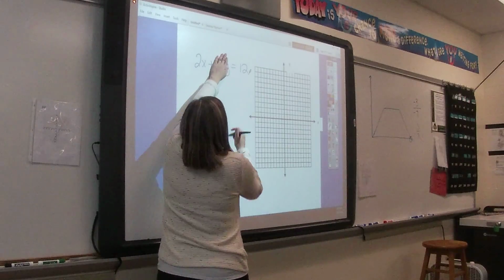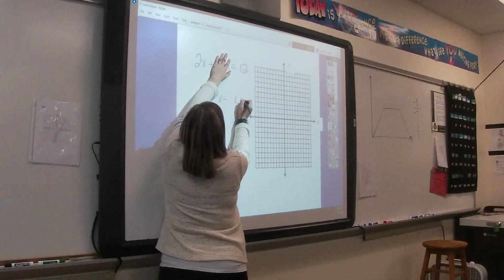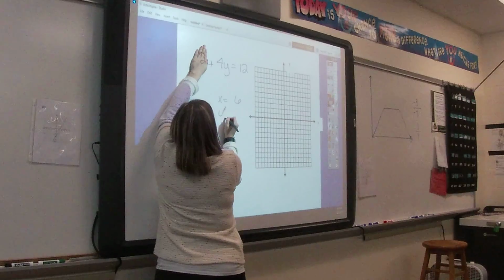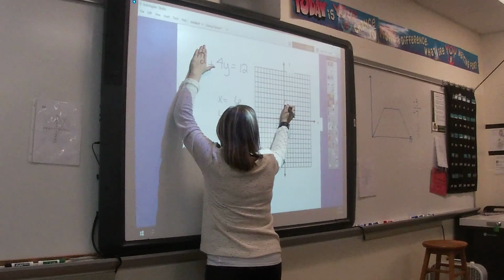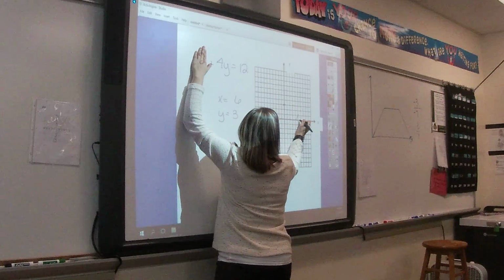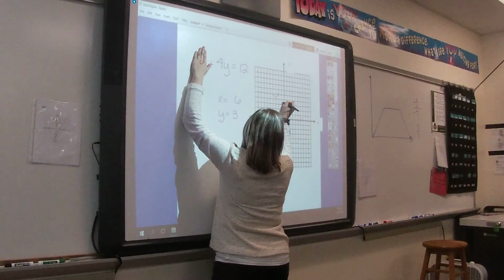The x-intercept equals 6, the y-intercept equals 3.